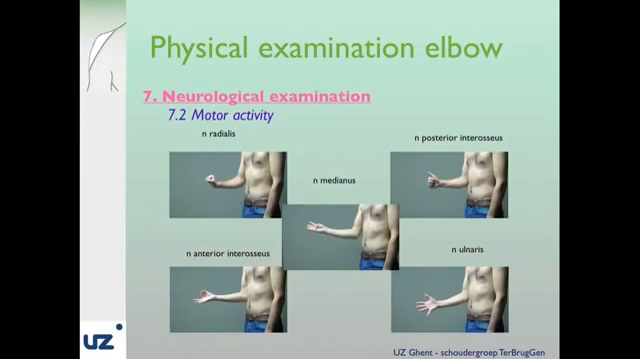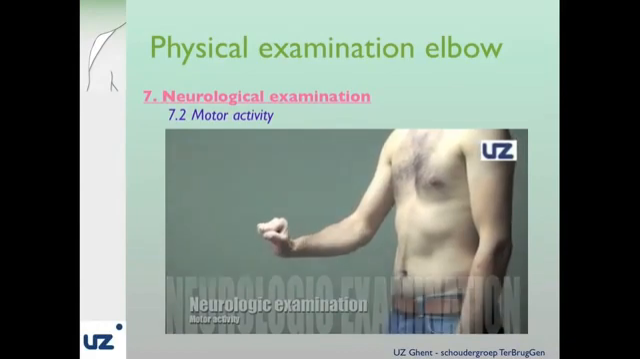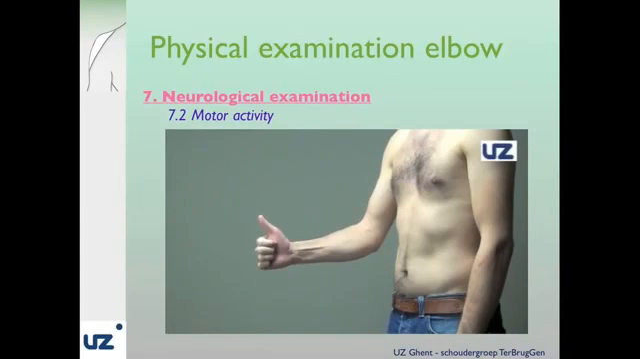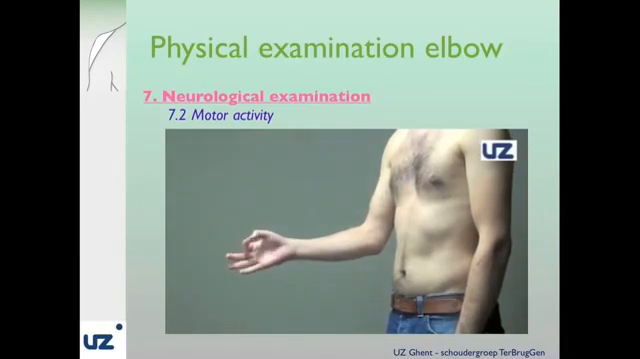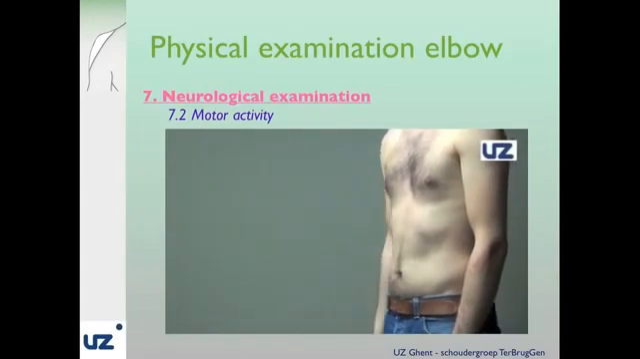Motor activity can be checked quickly with 5 movements. Extension of the wrist by the nervus radialis, extension of the thumb by the nervus posterior interosseus, abduction of the fingers by the nervus ulnaris, the O sign by the nervus anterior interosseus, and opposition of the pollicis by the nervus medianus.